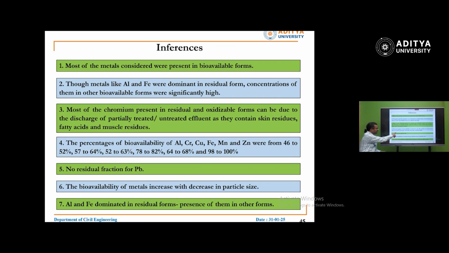Then these are the percentages of bioavailability of different metals, and this is also one important finding from our study, where there is no residual fraction for lead. That means in the soil which we collected from the lake area, there is no lead in the residual fraction, that means the fourth fraction.